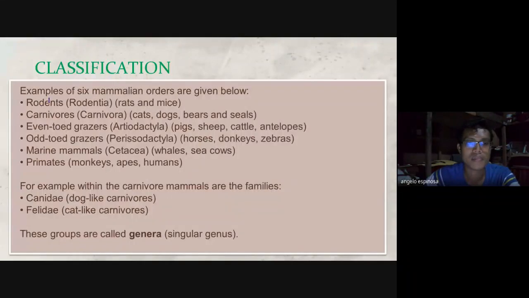So we have examples of six mammalian orders. Now we have rodents, which is Rodentia. This is the order Rodentia, and then we have rats and mice. We have carnivores, I know some of you are taking screenshots. Carnivora, carnivores or Carnivora. You have cats, dogs, bears, and seals.